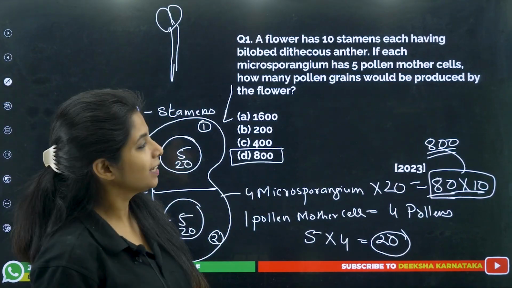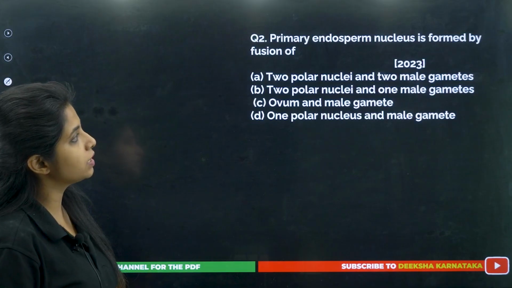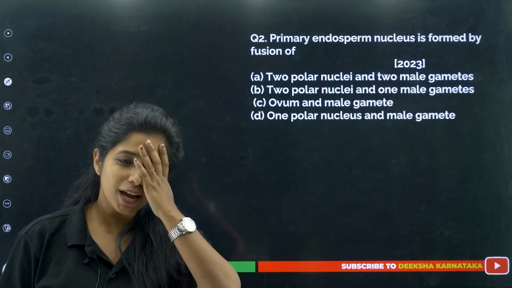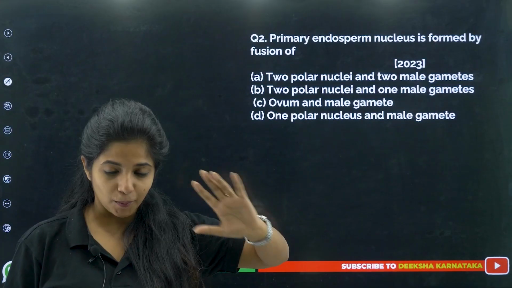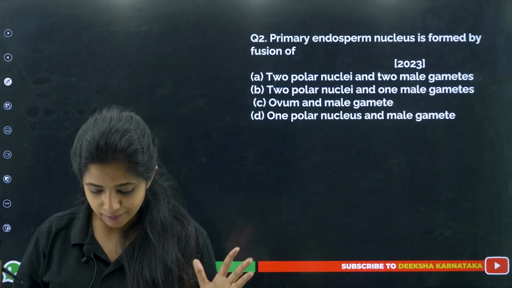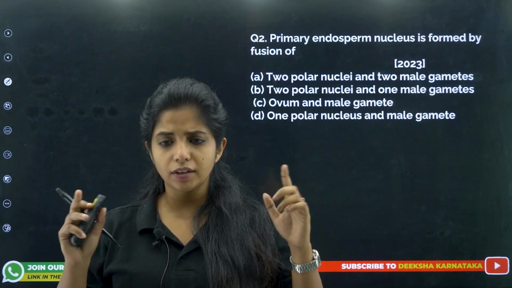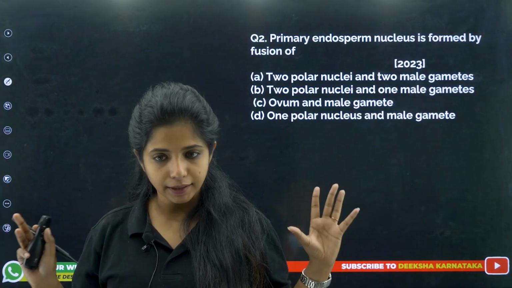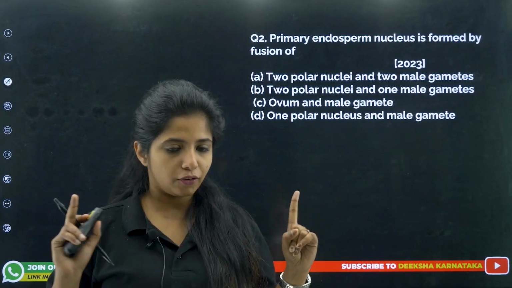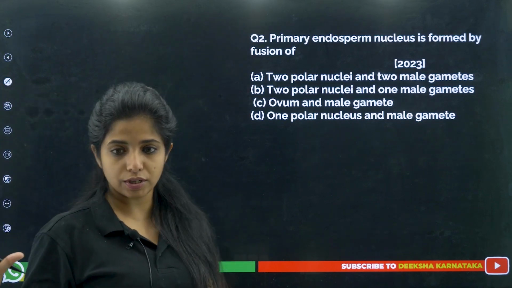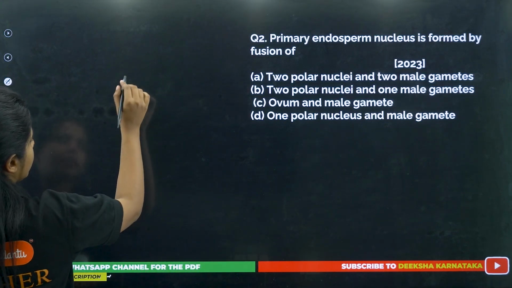Interesting, no? Now, primary endosperm nucleus is formed by the fusion of what? What do you mean by primary endosperm nucleus? Before I go ahead with this particular topic, I want to tell you something very important, that is about the female reproductive system of a plant. Listen to me very carefully, and then you will be able to solve so many questions. I won't be explaining again.